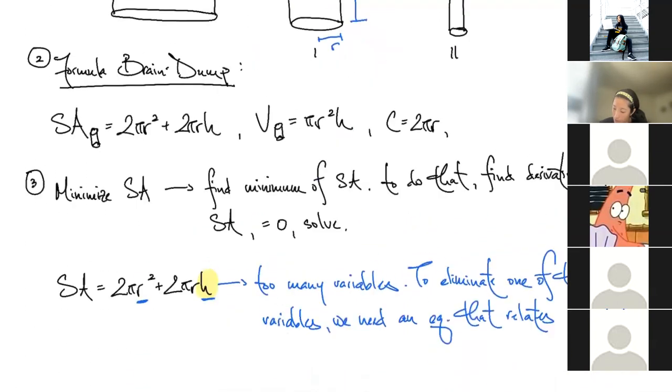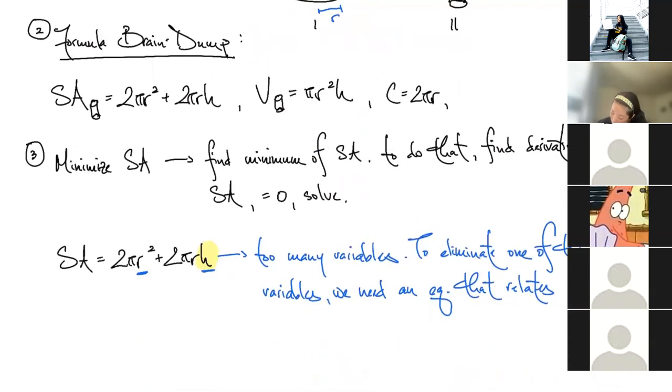All right, so here's what we're going to do. We're going to take the volume equals pi r squared h. What can I include in this formula now?